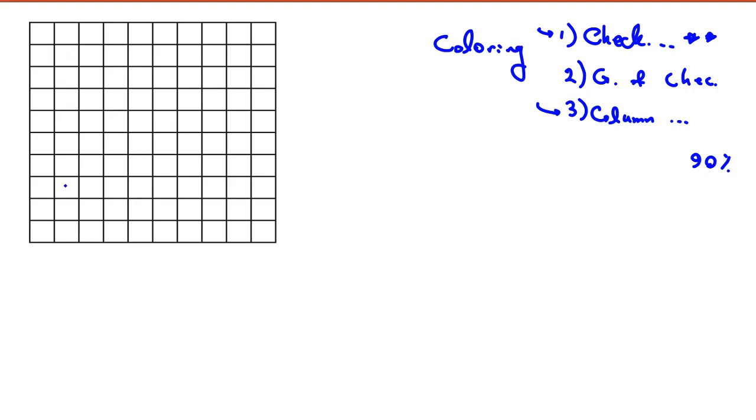Now let's consider this one. Suppose, for example, this one can be attacked with 2 knights. If you consider the checkerboard scheme, it is this. In each move, when you consider a knight, the color will change. For example, when you come from black to white, so the color changes by each move.